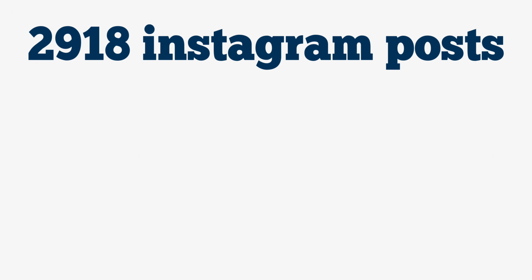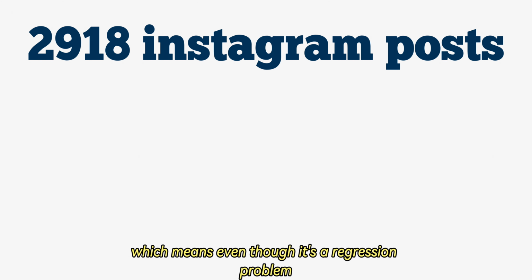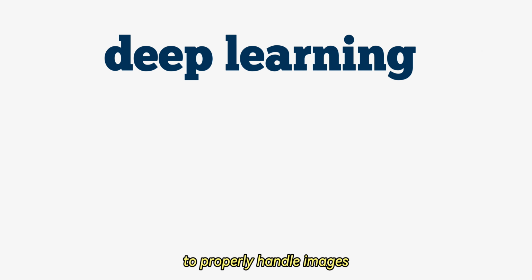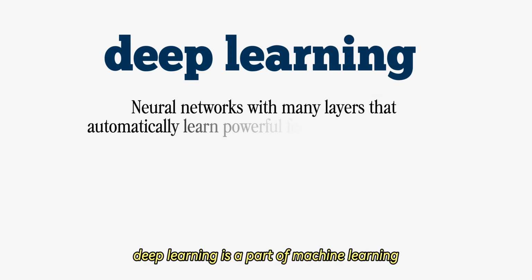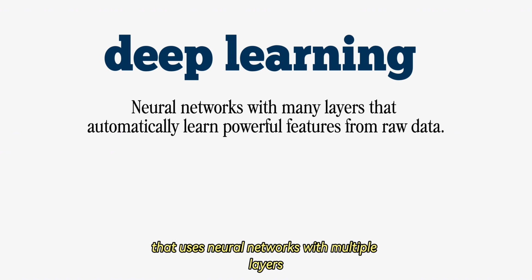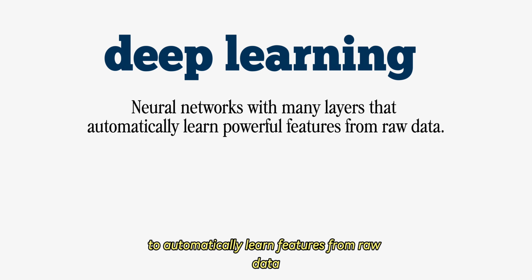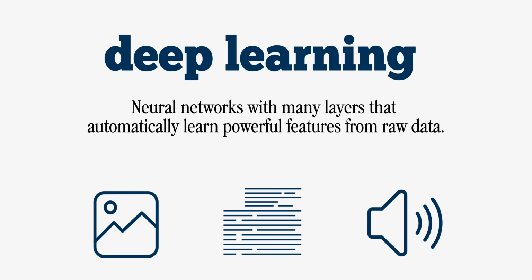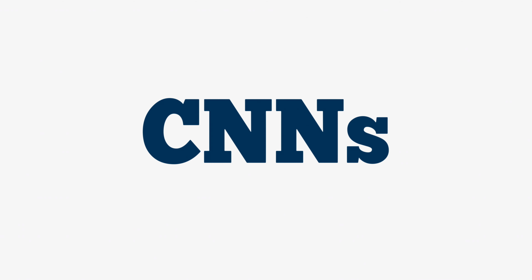After a bit of scraping, my dataset became 2,918 Instagram posts, which means even though it's a regression problem, we also need deep learning to properly handle images. Deep learning is a part of machine learning that uses neural networks with multiple layers to automatically learn features from raw data like images, text, or audio. It has many architectures, but for computer vision, the backbone is CNNs.